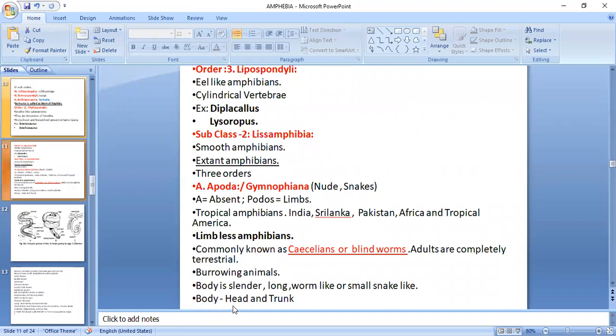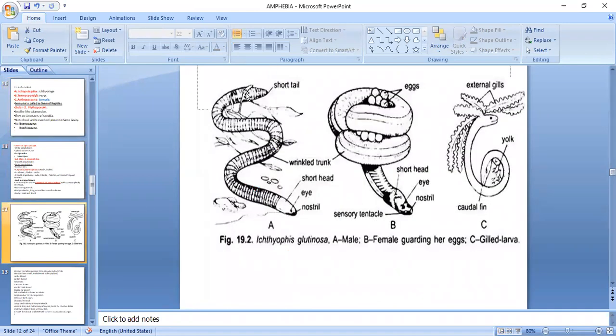Okay, so body is divided into only head and trunk. There is no division. See here, you cannot consider it as a tail.